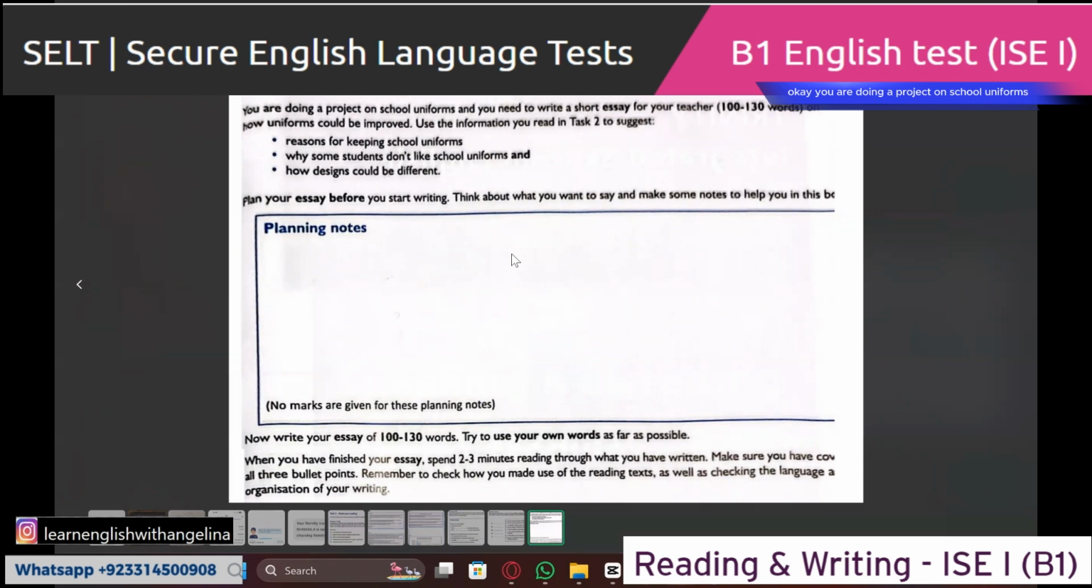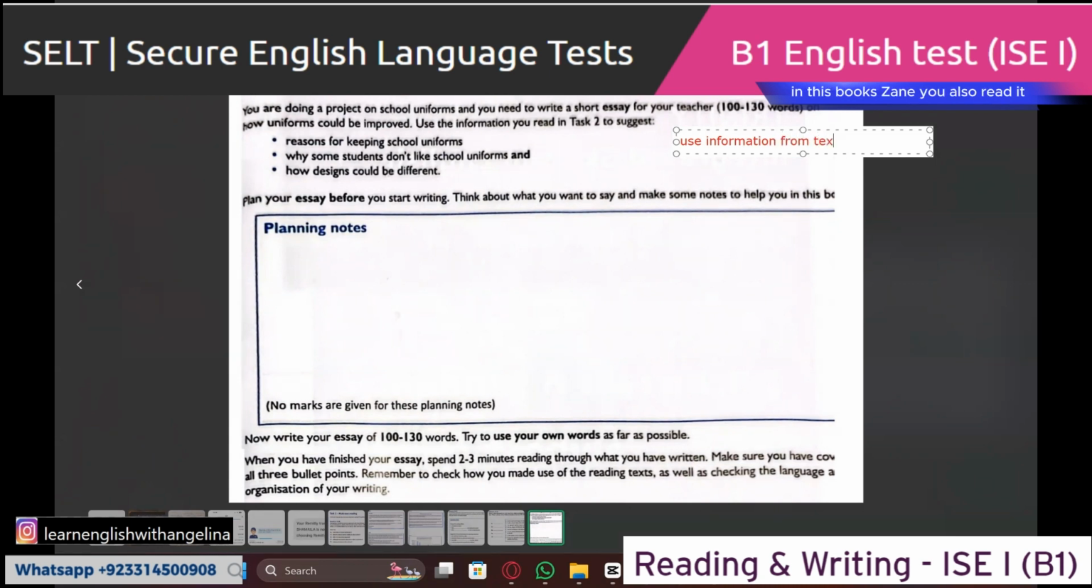Okay. You are doing a project on school uniforms and you need to write a short essay for your teacher from 100 to 130 words on how uniforms could be improved. Use the information you read in task 2 to suggest reasons for keeping school uniforms, why some students don't like school uniforms, and how designs could be different. Plan your essay before you start writing. Think about what you want to say and make some notes to help you in this box.